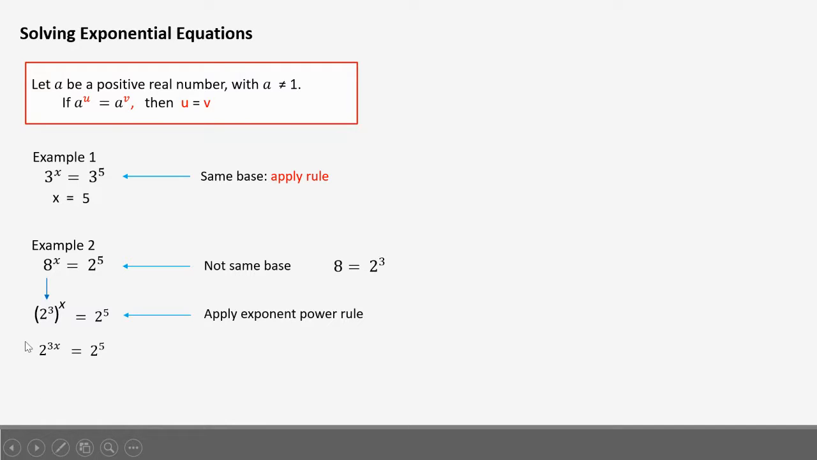Now we've got the same base, right? Same base. So now that means that we can apply the rule. You see, same base, apply the rule. So when you have the same base, you let the exponents equal each other, and then it's just solving a one variable equation. We divide both sides by 3. So x equals 5 over 3.